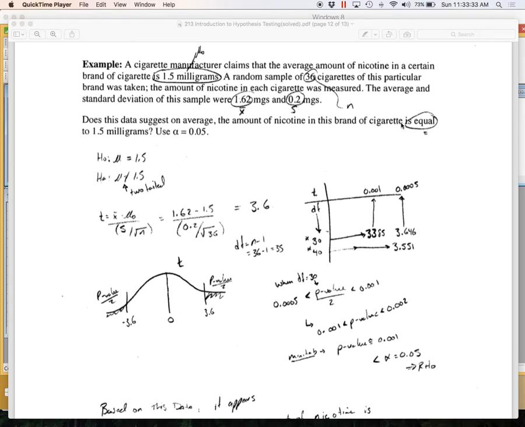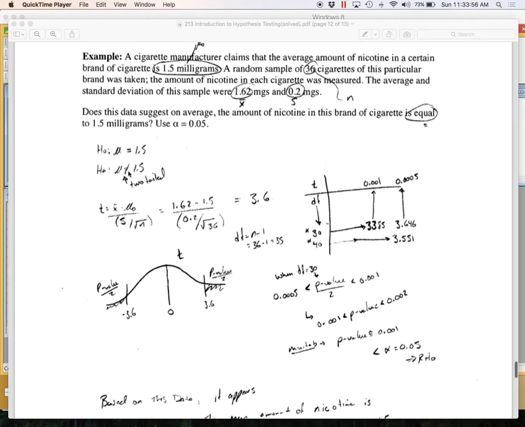Okay, we want to see if the amount of nicotine is equal to 1.5 milligrams. Again, equal is the equal sign. So here what we're testing is mu is equal to 1.5 versus mu is not equal to 1.5. Again, the equal sign has to go into the null hypothesis. It must. If there's only one possibility, that's where it goes. Therefore, the alternative is not equal. We're not necessarily testing if it's larger or smaller, just if it's equal to or not equal to.